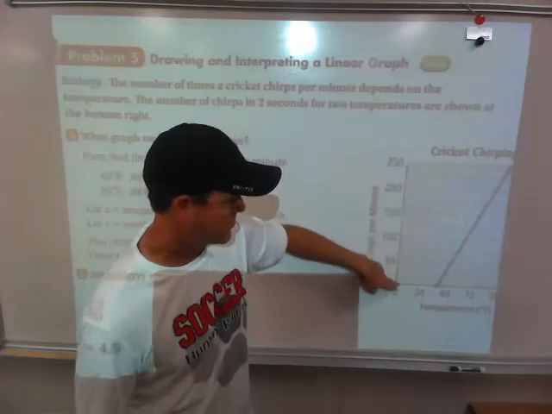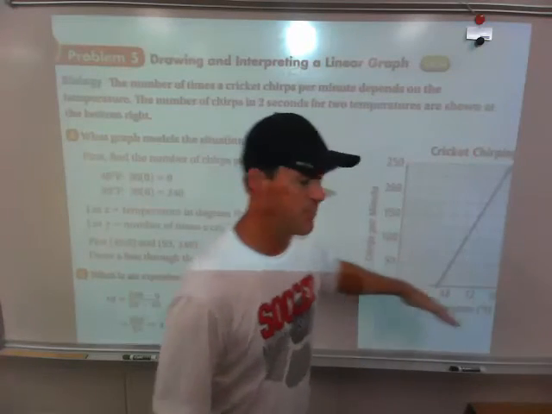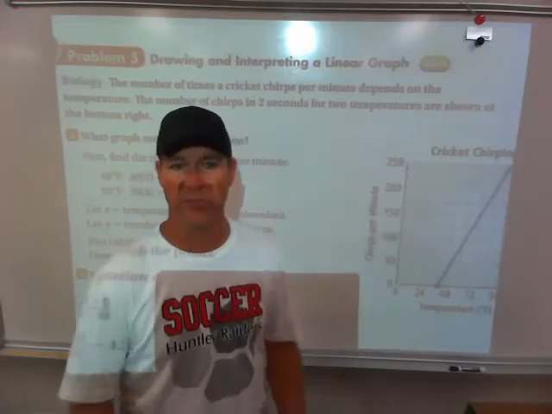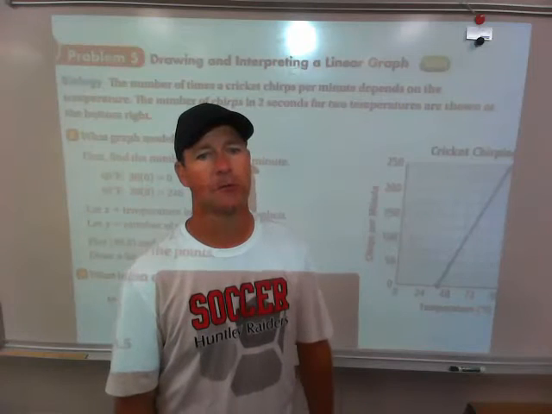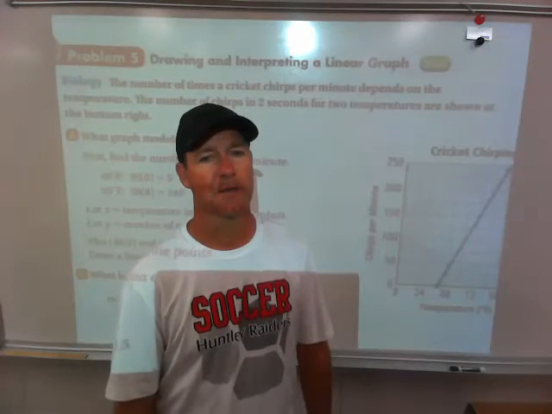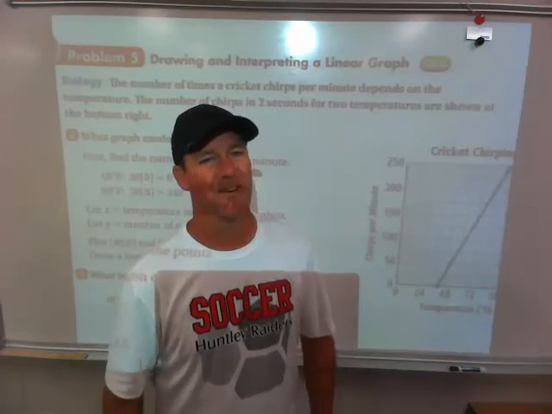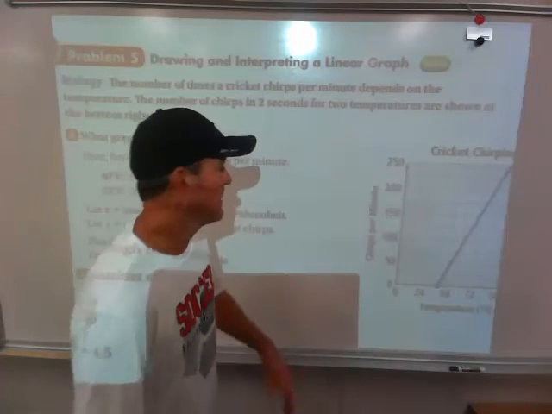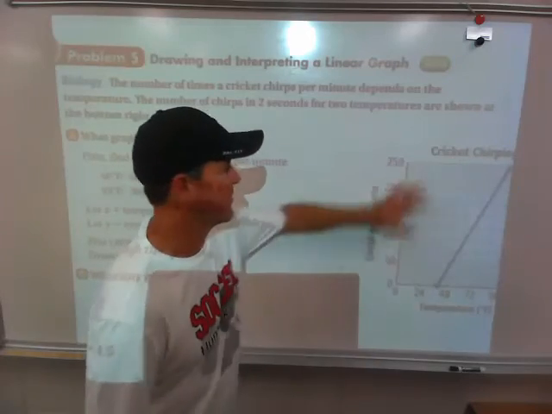So we have our origin right here. We have positive temperatures, which we could have negative temperatures, couldn't we? Oh. Huh. Interesting. That could be something to think about, although no crickets during the winter, so we won't even go there, right? So here's our graph now.